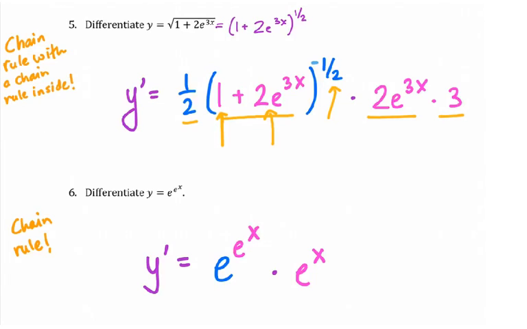All right, number 6, this one just looks kind of weird, but we're differentiating e to the x. Well, the derivative of e to a power is itself, and then we just had to multiply by the derivative of the power. Well, the derivative of e to the x is just e to the x. So that one probably looked worse than it was. Final answer there, e to the x times e to the x.